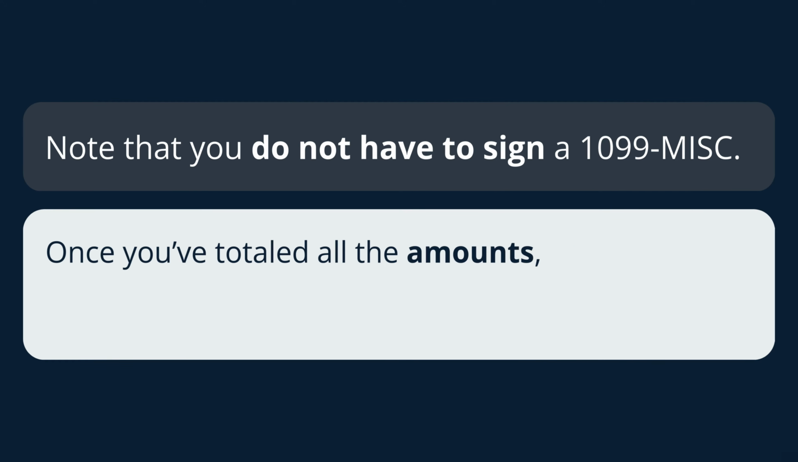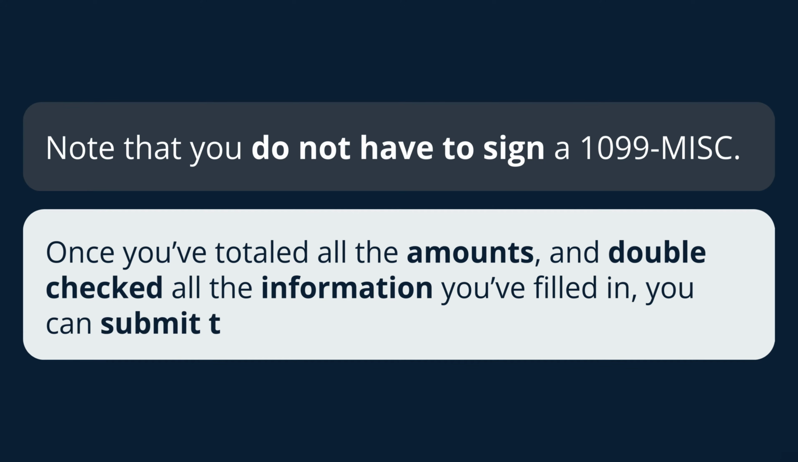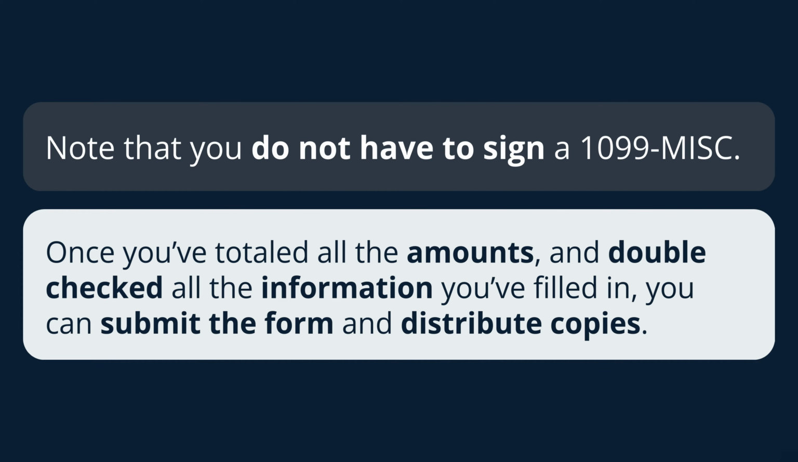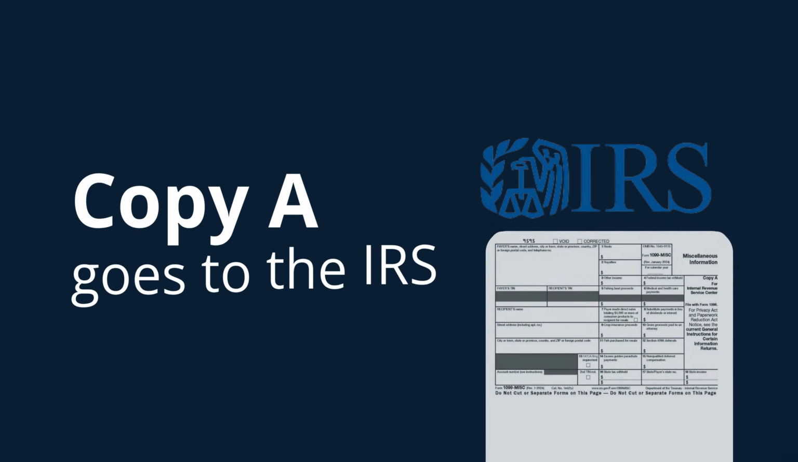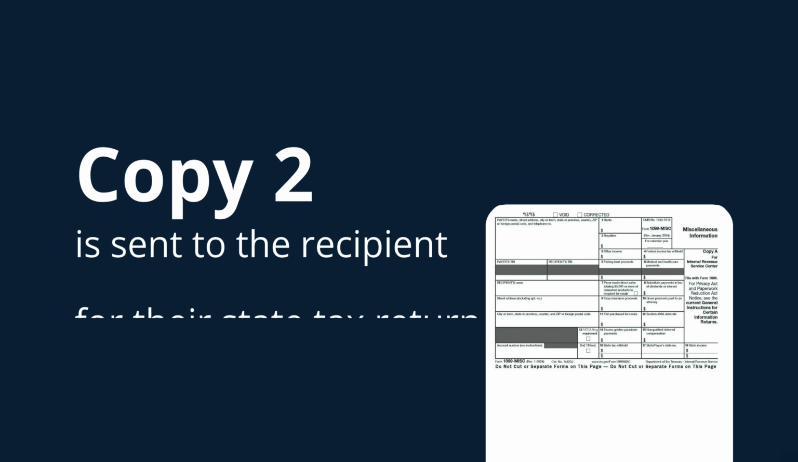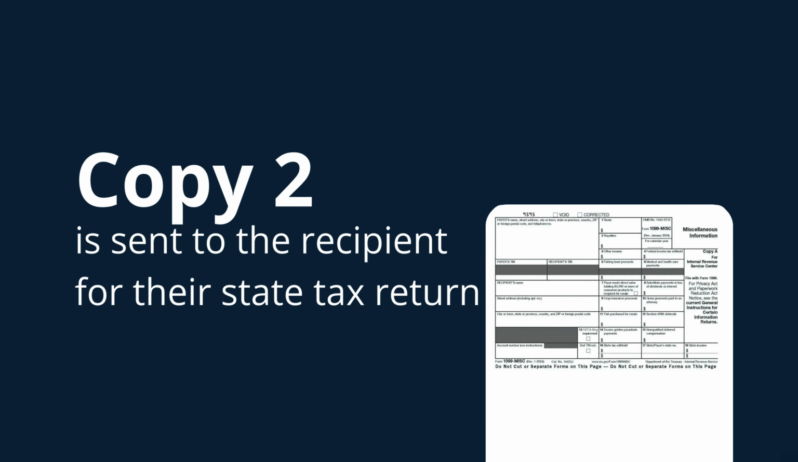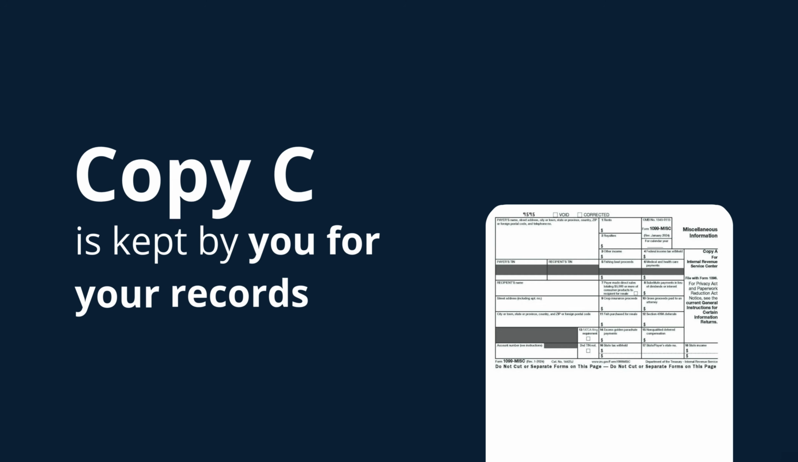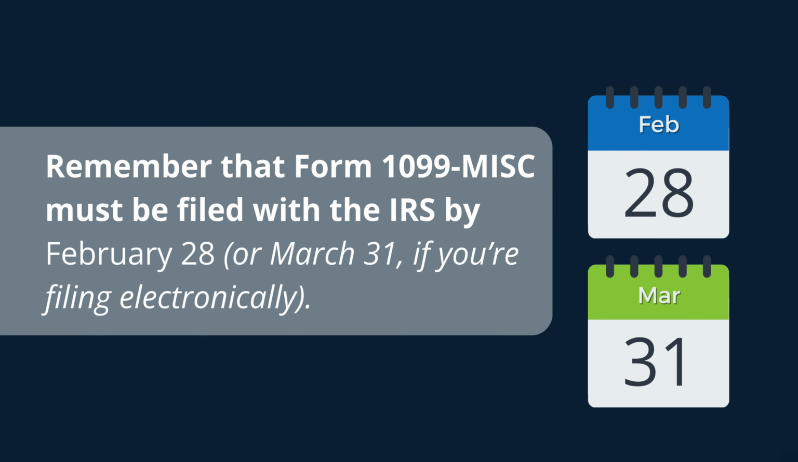Once you've totaled all the amounts and double-checked all the information you've filled in, you can submit the form and distribute copies. Here's how. Copy A goes to the IRS. Copy 1 goes to the recipient's state tax department. Copy B is sent to the recipient. Copy 2 is sent to the recipient for their state tax return. Copy C is kept by you for your records. Remember that Form 1099 MISC must be filed with the IRS by February 28th, or March 31st if you're filing electronically.